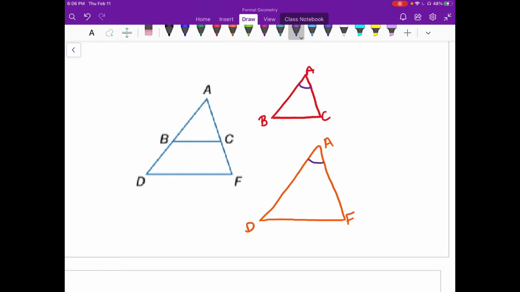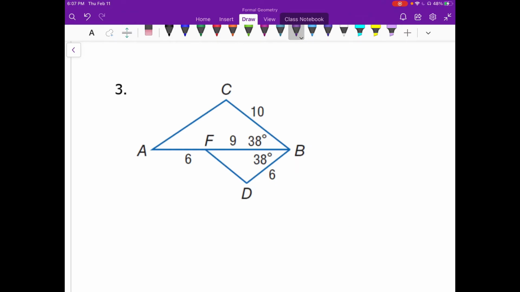But to say that these triangles are similar, I need to have at least two other sides or another angle, and I don't have enough information to say any of that, so I'm going to say that these are not similar. Just because I don't have enough information.